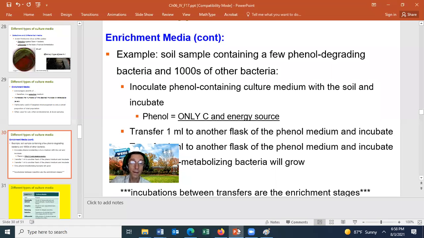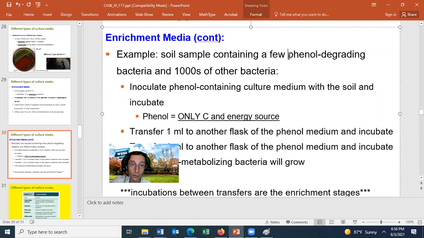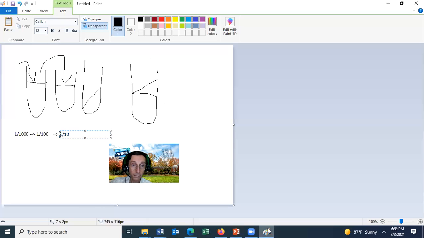Well, how can we use an enrichment media? If we're interested in a phenol degrading microorganism, what we can do is create a media where the only carbon source is phenol. And then the only organisms that can grow in this media are organisms that can utilize phenol. And so that will select for the organism of interest and select against the organisms that we're not interested in. All right. Any questions about any of that?